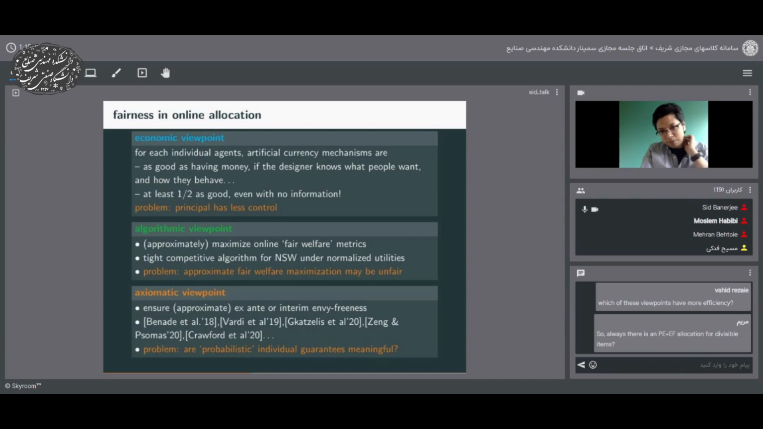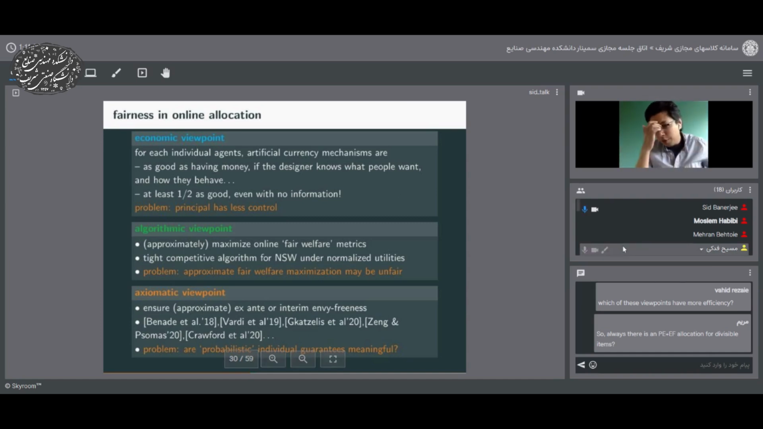And given we knew that these problems existed, over the last few years we came back to this question and started asking, what can we say about the axiomatic viewpoint? The economic and the algorithmic viewpoints are powerful, but they seem to have limitations. So we go back to first principles and ask, what does it mean to guarantee envy-freeness and efficiency in these problems?